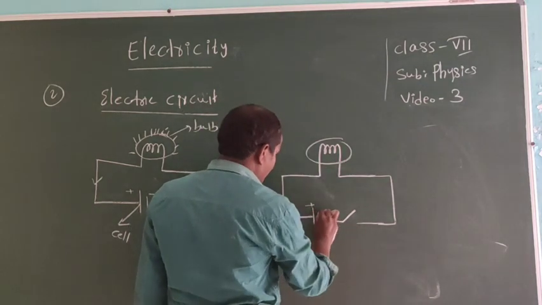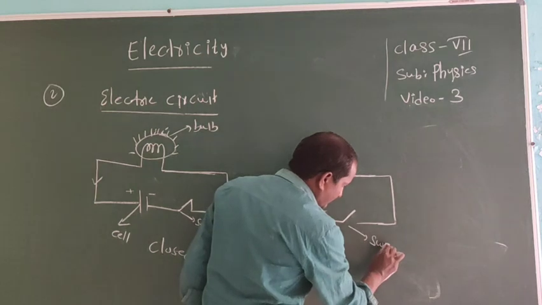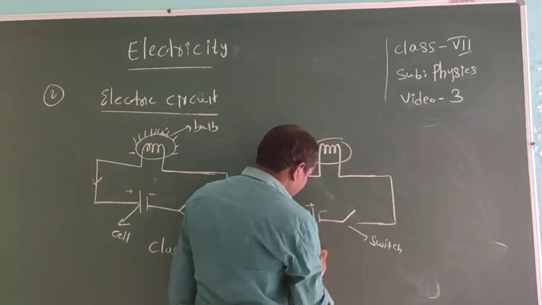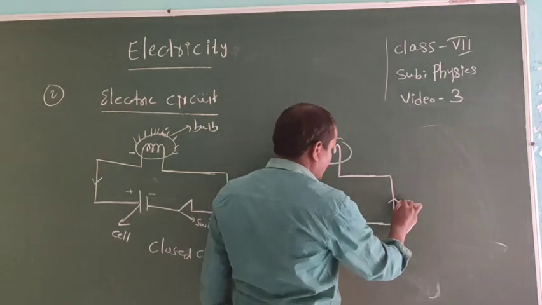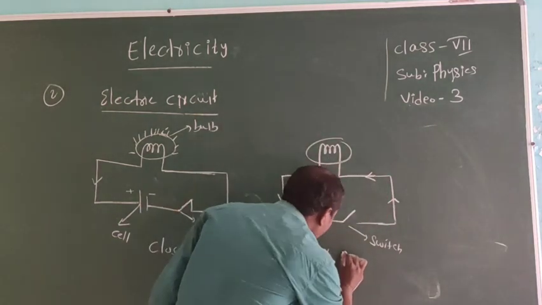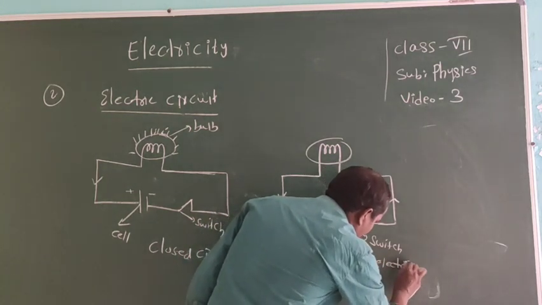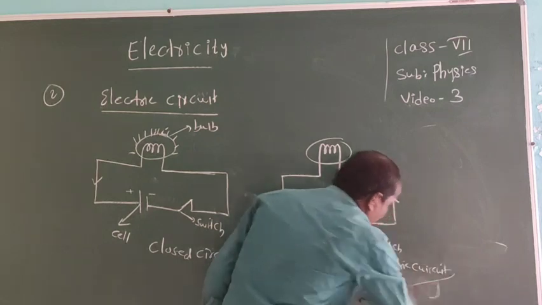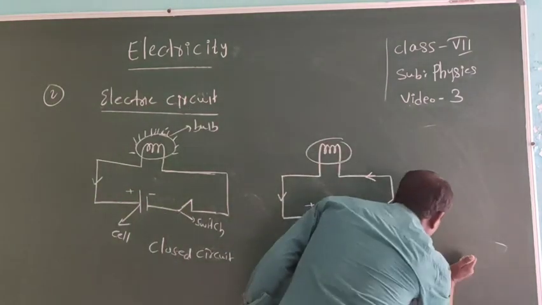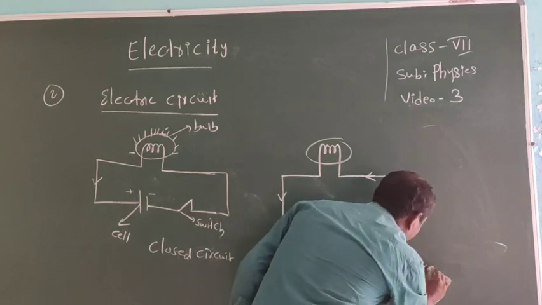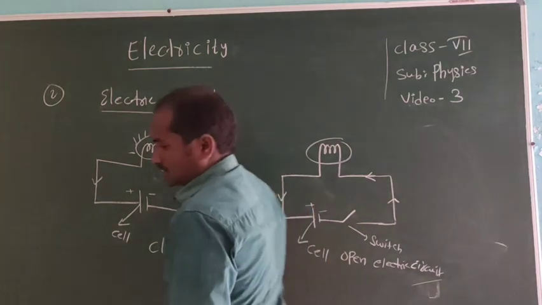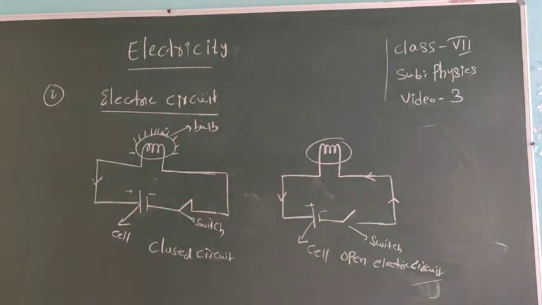Now, it is a bulb, positive, negative. The switch is open. It is a cell. Open electric circuit. These are the two diagrams. Okay. The remaining questions I will explain tomorrow.